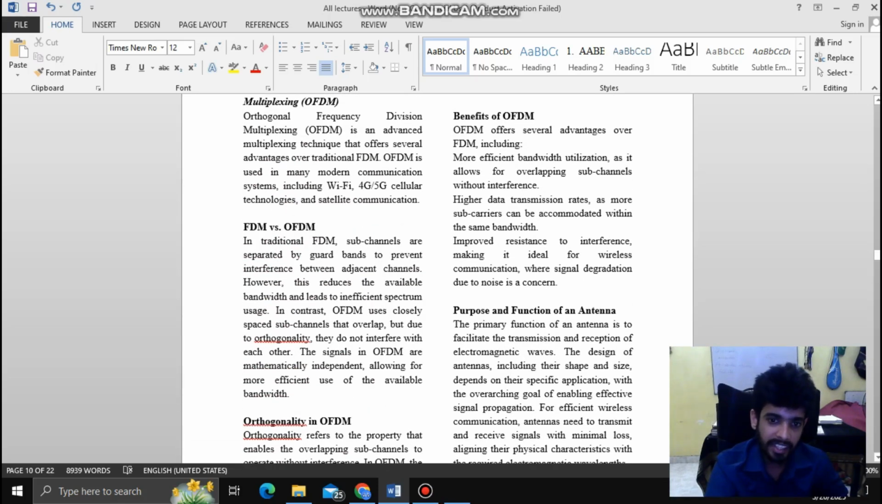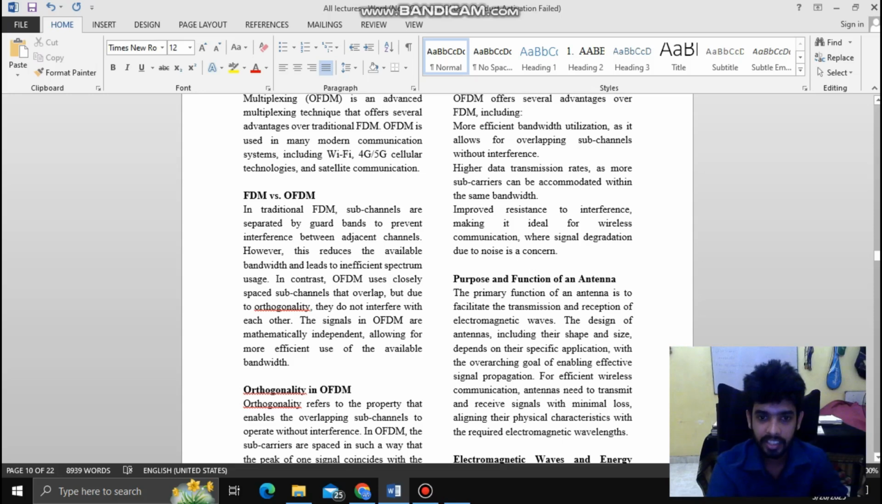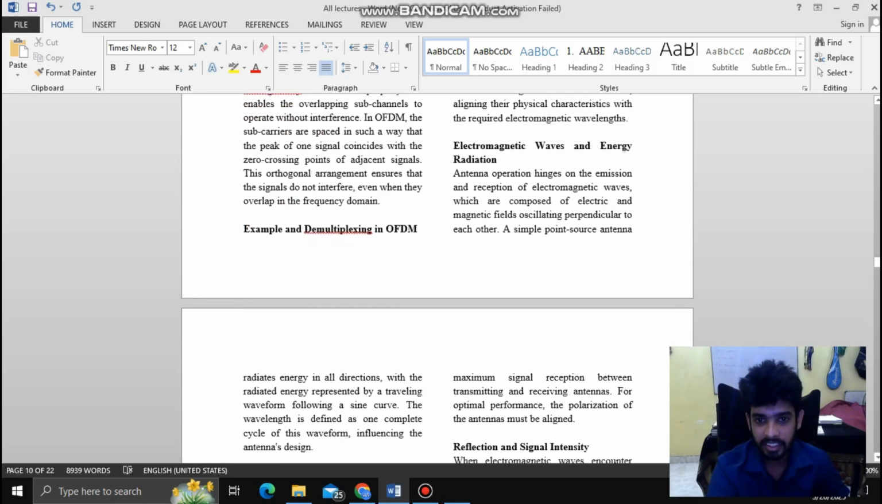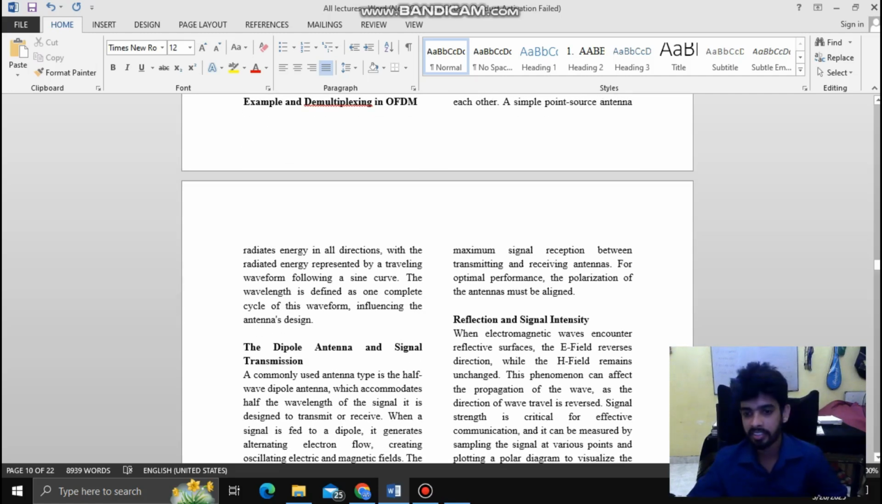Then the antenna, the device that we use in signal transmission. The primary function of an antenna is to facilitate transmitting and receiving electromagnetic waves. That is the purpose of an antenna. Mainly electromagnetic and other waves, such as microwaves and radio waves, are the waves that we use in antenna connections.